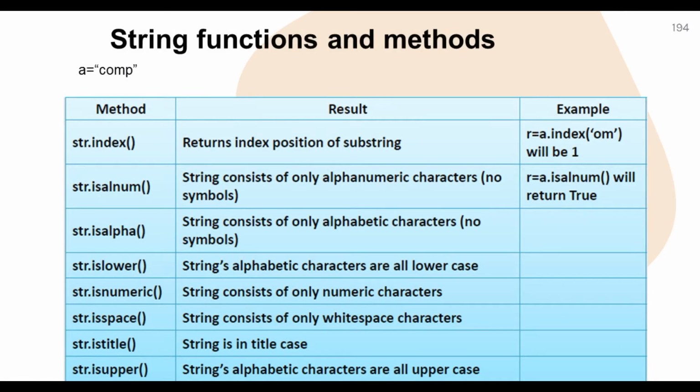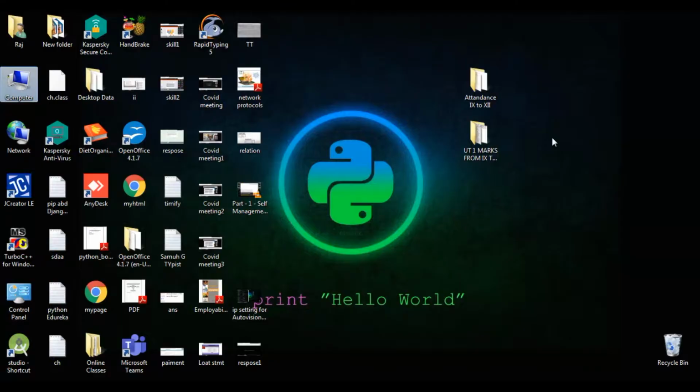So let's begin, students. As you can see, here I have a string that contains the string literal comp, in small case, encoded by double quotes. In the string method str.index, it returns the index position of a substring. For example, if we say a.index within round brackets, we search for the index number of om. You can see it will return 1. Whatever the first character's index is, that index value will be returned. Here we can do the practical.